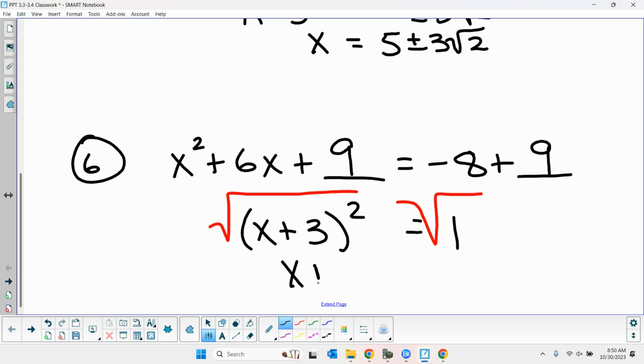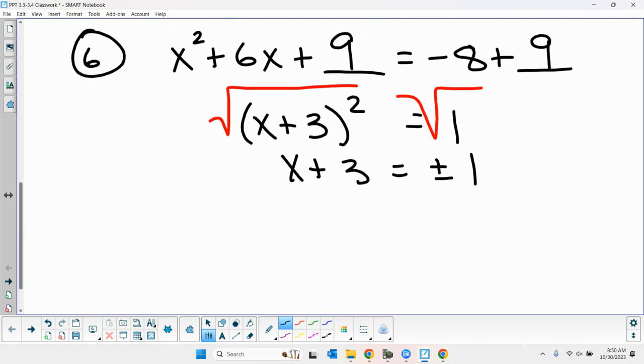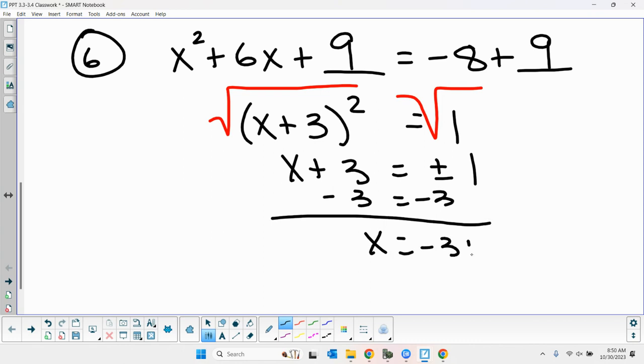So I get x plus 3 on the left and plus or minus 1 on the right. The square root of 1 is 1. Everybody knows that, right? You should know that. So then I just subtract 3 over to finish it up. And then since both are whole numbers, we get -2 and -4, because I can actually do those two problems, -3 plus 1 and -3 minus 1.